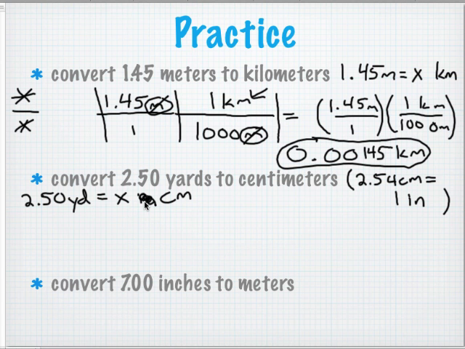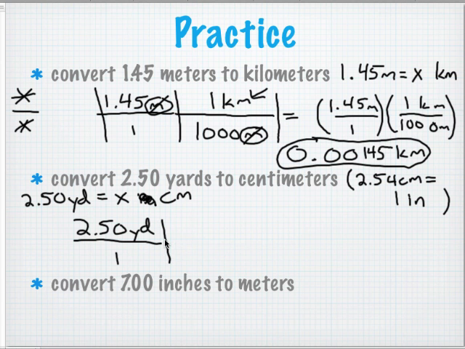Yeah, so you were thinking ahead there. We do need to convert the yards to inches. That's really what we need to get to. And then we can get from inches to centimeters because we have this conversion factor. But most of us hopefully know how many feet are in a yard, and how many inches are in a foot. So you can use other conversions that you know to help you with these problems.